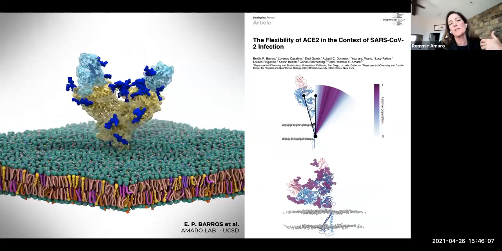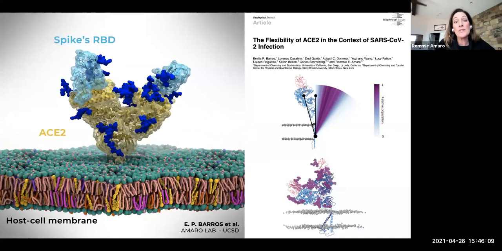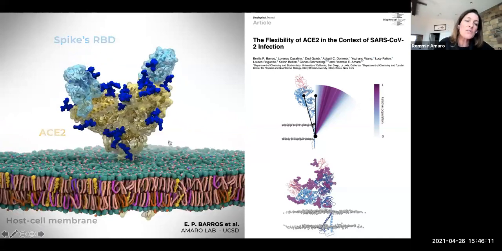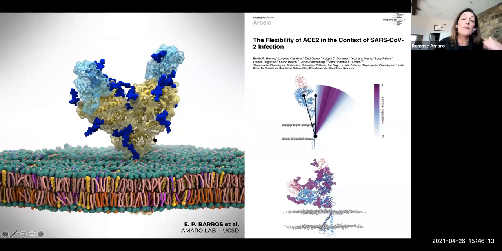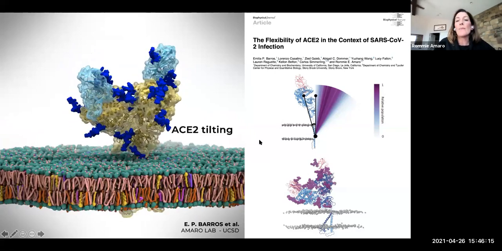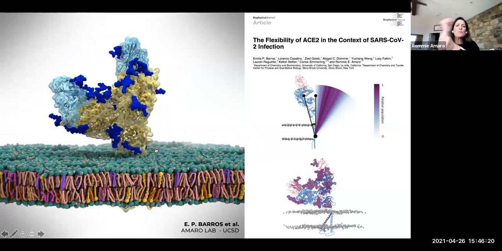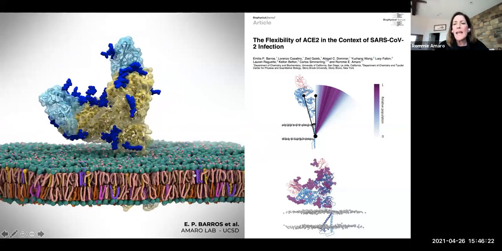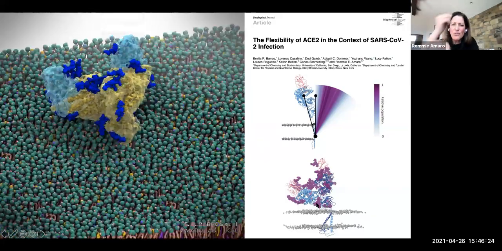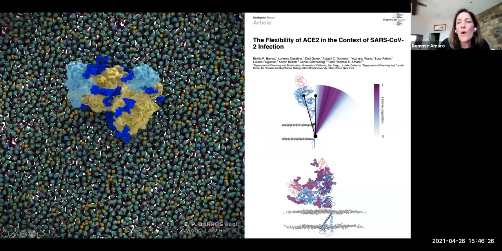Okay, and then beyond that, of course, we want to understand how the spike protein is actually interacting with the ACE2 molecule. So we have even more simulations of ACE2 in the human host cell membrane. And here, one of the interesting things we found was that ACE2 actually has a really remarkable degree of flexibility, and it can almost lay down and touch the host cell membrane.